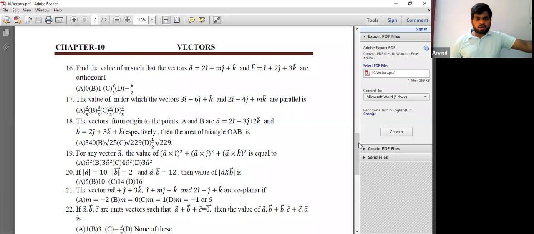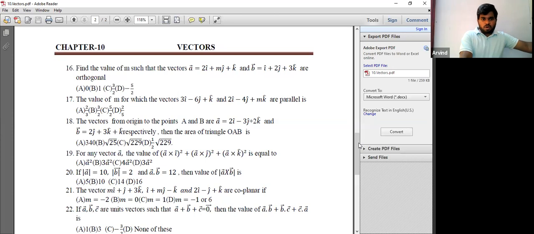The vectors from the origin to the points A and B are vector A equal to 2i cap minus 3j cap plus 2k cap, and B is equal to 2j cap plus 3k cap. It should be 2i cap plus 3j cap plus k cap. Okay, there is a small mistake in that. Then the area of the triangle OAB is what?